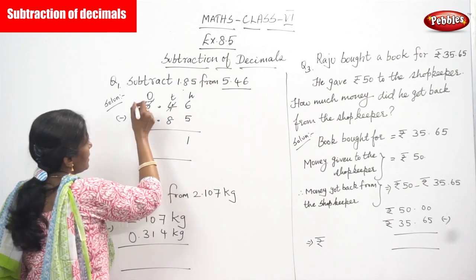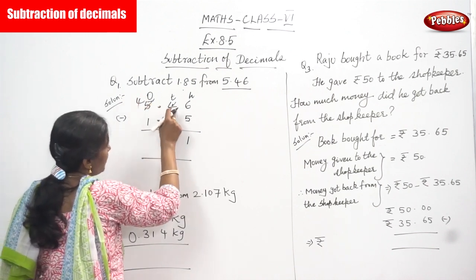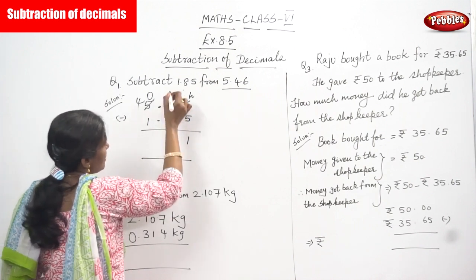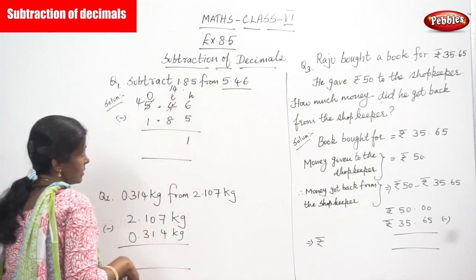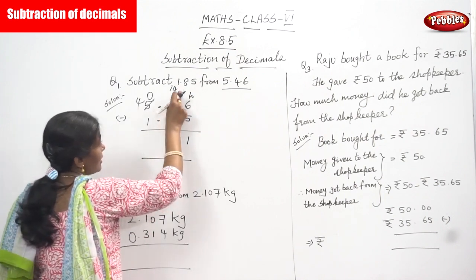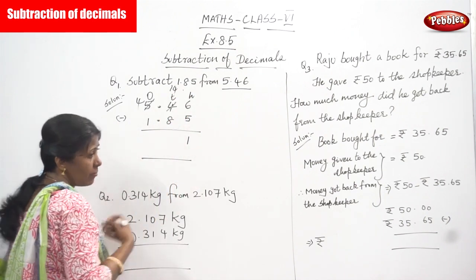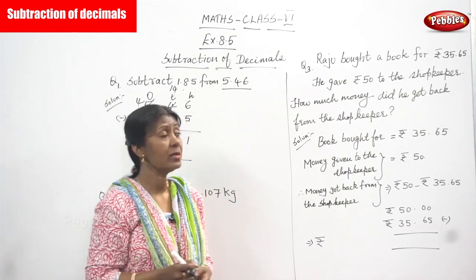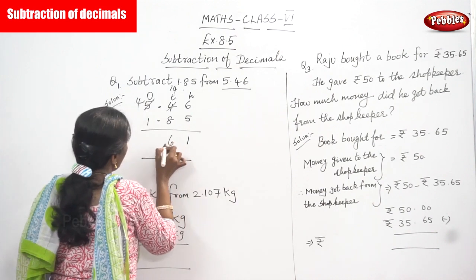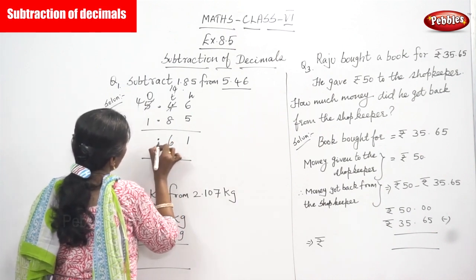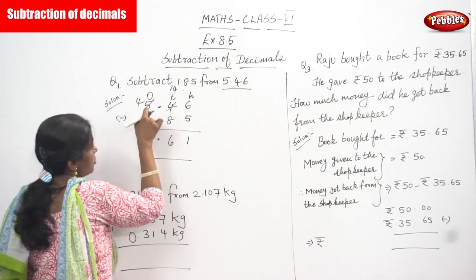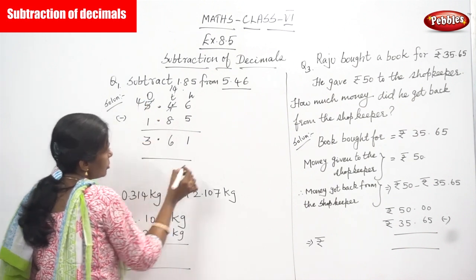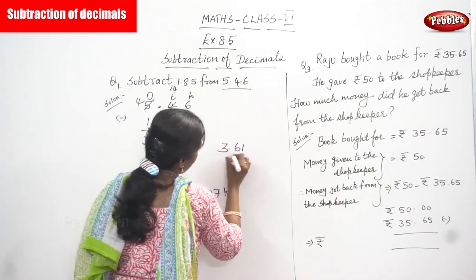So this 5 becomes 4, and this 4, whose place value is tenths, becomes 14 tenths. Now subtract 8 from 14. Counting after 8: 9, 10, 11, 12, 13, 14. So the answer is 6. After that you put the decimal point. Now we subtract the whole numbers: 4 minus 1 gives 3. So the answer is 3.61.